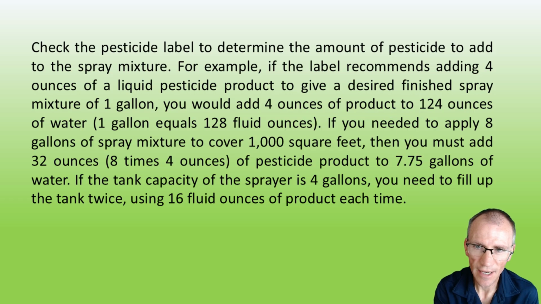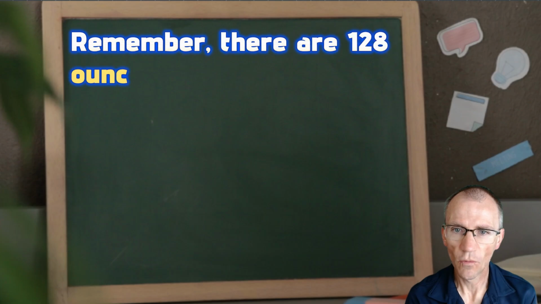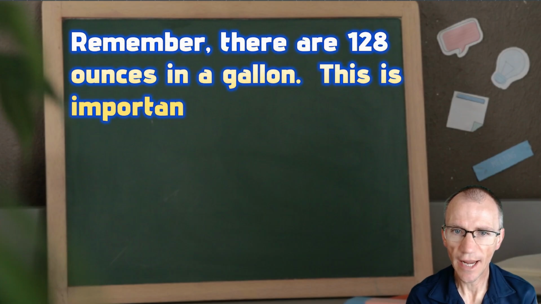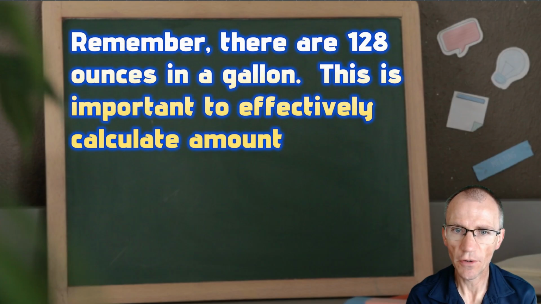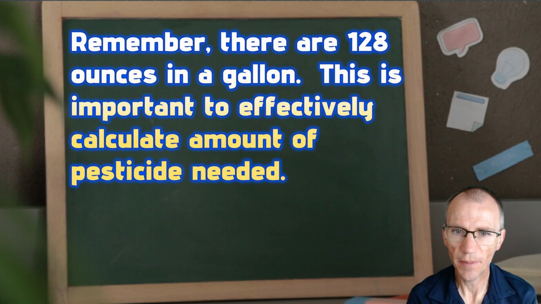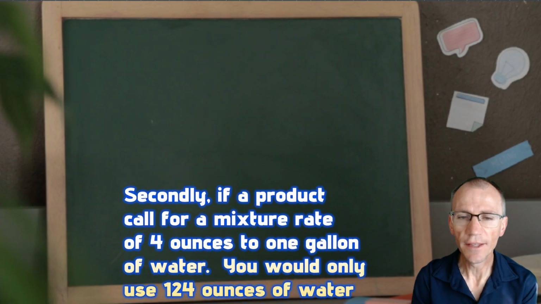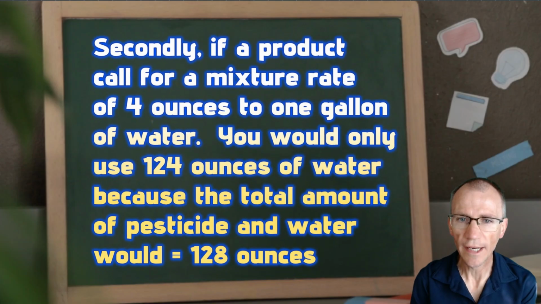If it doesn't say a desired finished spray mixture, we might just add 128 ounces of water and 4 ounces of the product. You have to really watch your labels and understand what they're asking. This is why I want to teach you something a little bit different based on the wording of this label. Remember, there are 128 ounces in a gallon. This is important to effectively calculate the amount of pesticide needed. And this is going to be a very important one.